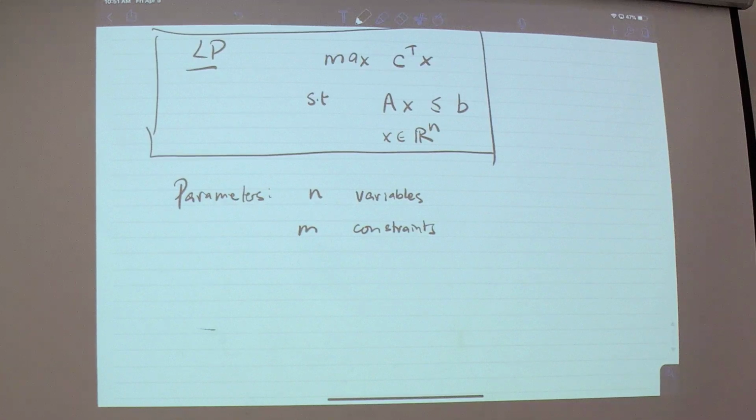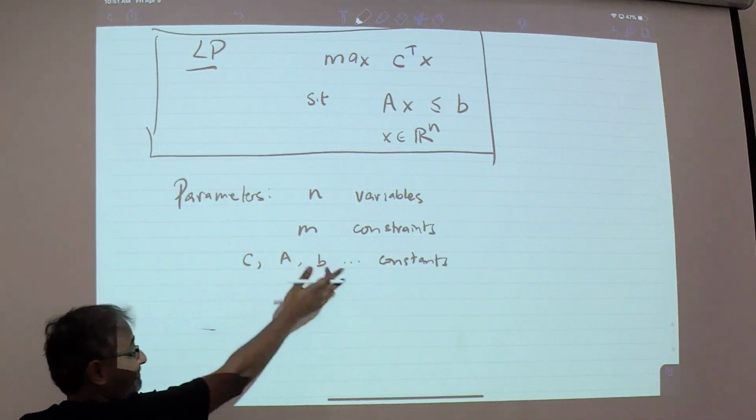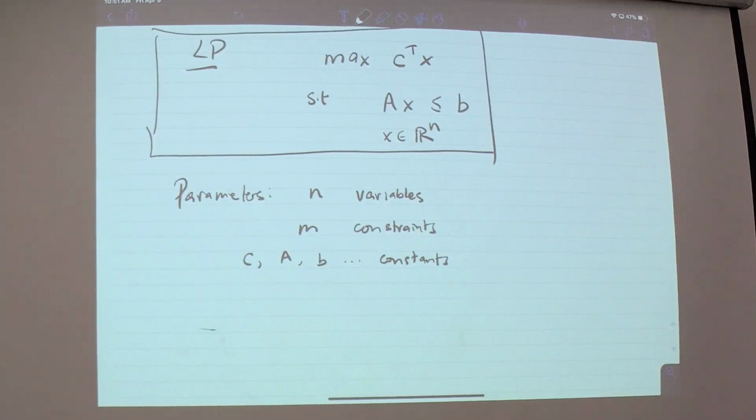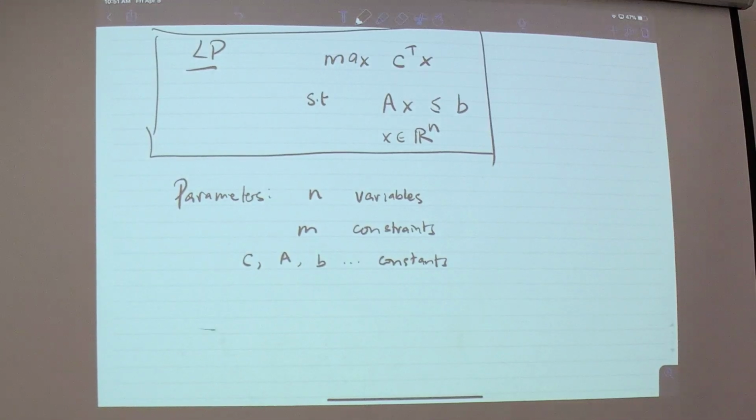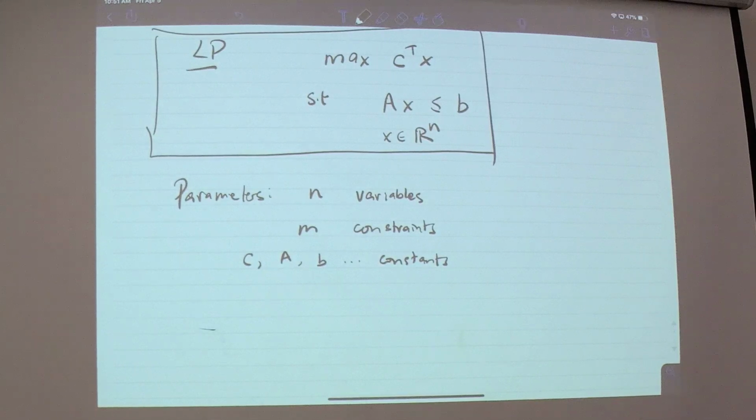And then you have all the values. You have C, you have A, and you have B, which are constants. And there are many of them. So when you talk about linear programming being in polynomial time, it's polynomial time in the size of the input, which means n, m, and as always the log of the values of all these things. Right? Because for numbers, you think of the representation as the log of their values. And in that sense, it's polynomial time.